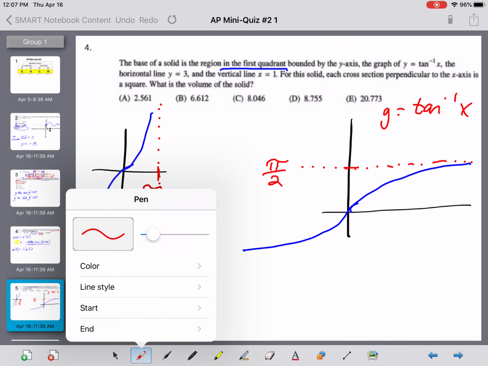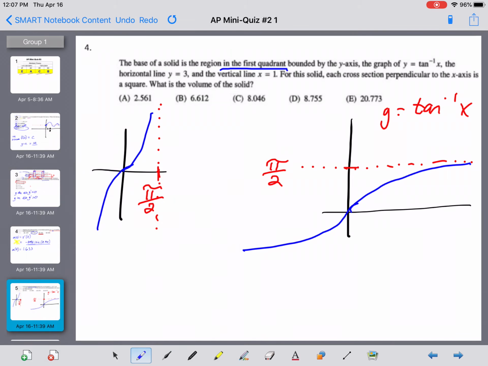Now I bring that up because they told us that the horizontal line y equals 3 was a boundary of this region. Pi over 2 roughly is about 1.5, so if I had to worry about when y is equal to 3, I'd go ahead and draw that horizontal line right over there. So that's interesting. And then also the vertical line x is equal to 1. So let me go ahead and just kind of randomly, I'm looking at the scale of the 3 there, put a 1 right about there and see if we can't figure out what's going on.